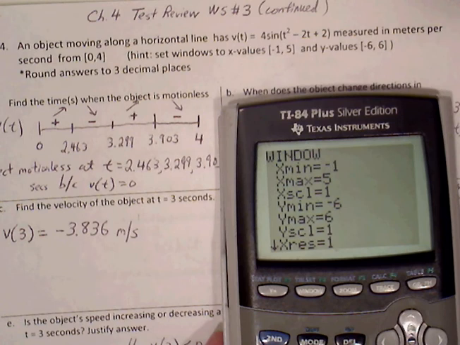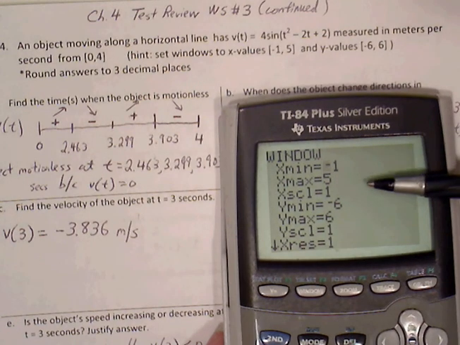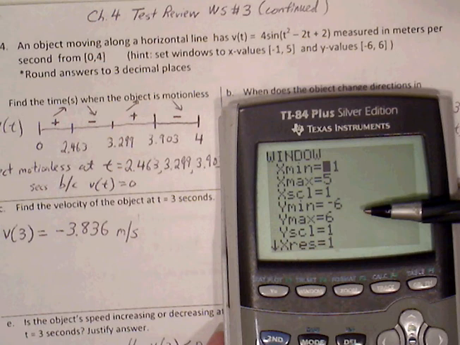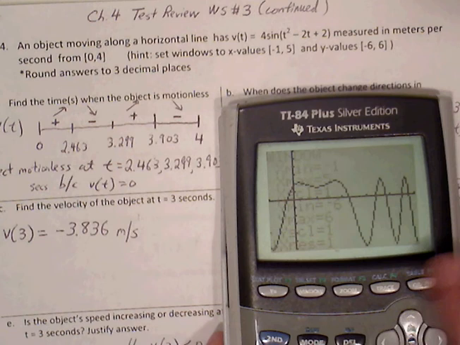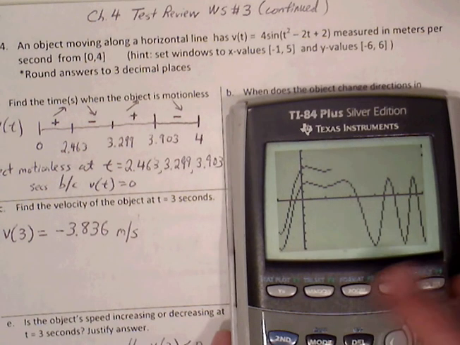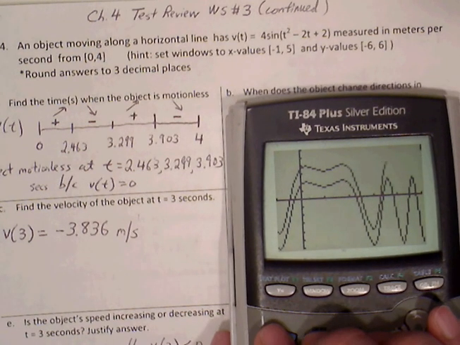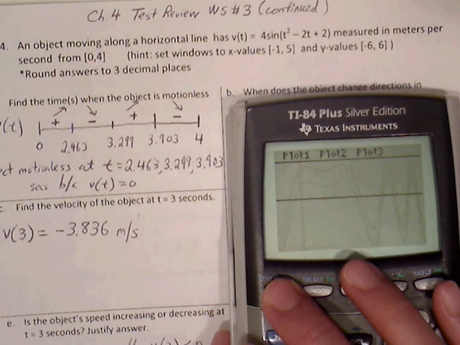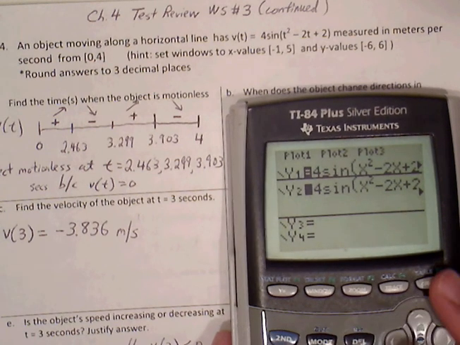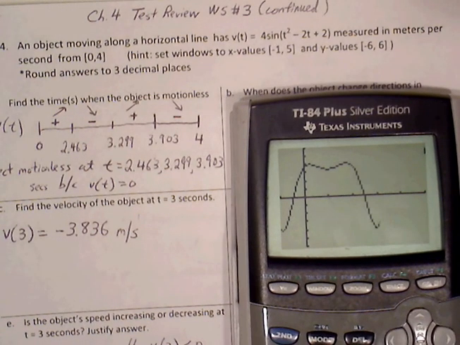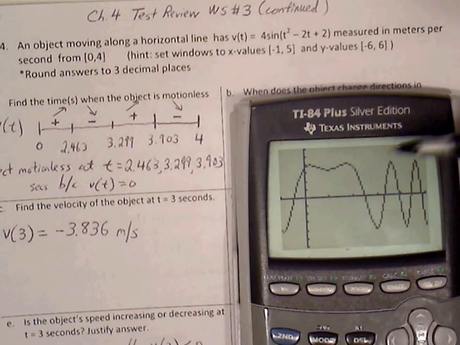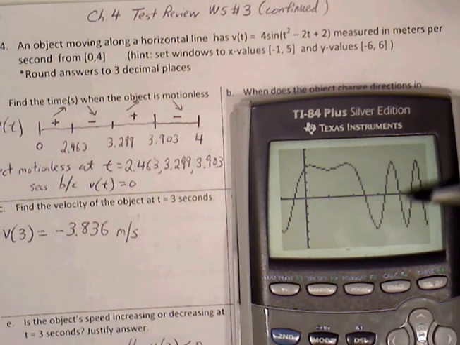We can set the window, minimum x value -1 and maximum 5, and minimum y value -6 to +6. Go ahead and hit graph. Let me delete the second graph here. When we look at the graph, we see that there are going to be 3 intercepts. This one is outside of our region, so we're not going to include it.